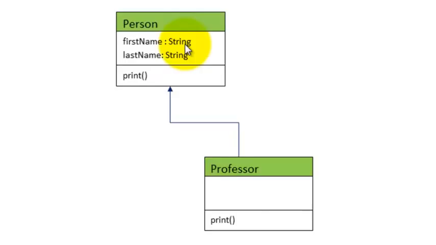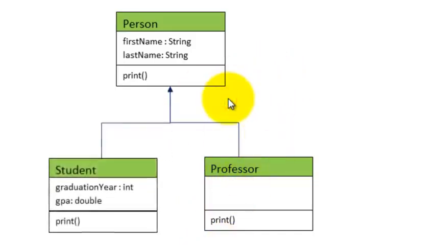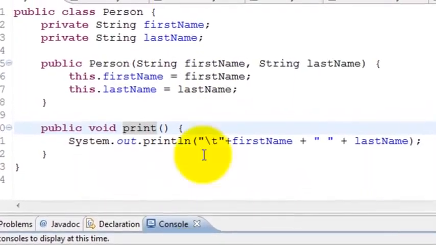Okay, what is the advantage of doing this? Once we create the Person, we can have any number of subclasses for the Person. For example, we have a Student. Student is a person, so let's add a Student here. So there we go, we added a Student, and Student has the first name, last name, and they also have the graduation year and the GPA. GPA is nothing but grade point average, which is used in the United States. So here is the code.